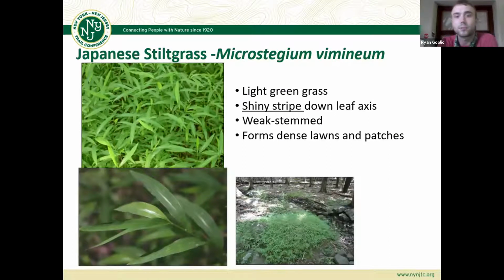The last plant I'll talk about is Japanese stiltgrass, or Microstegium vimineum. This is a light green grass that has a shiny stripe down the blade of grass. And that's a pretty good identifying factor there. It's pretty weak stemmed and has a pretty shallow root system.